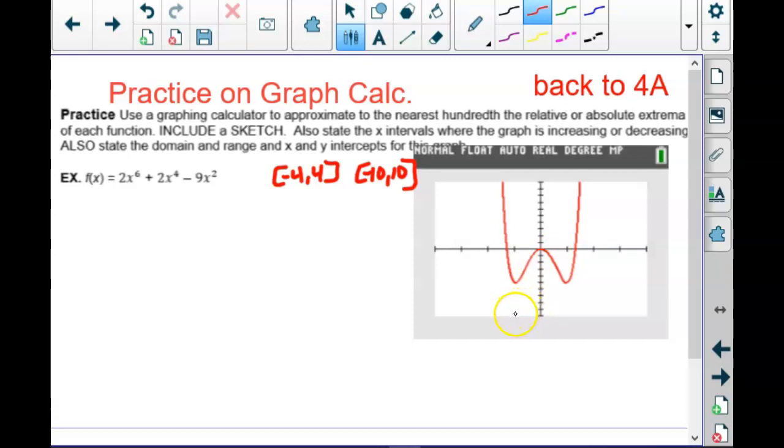Elena, can you find one of the mins for me? Maddie, can you find the max? It might be 0, 0. I can't really tell.